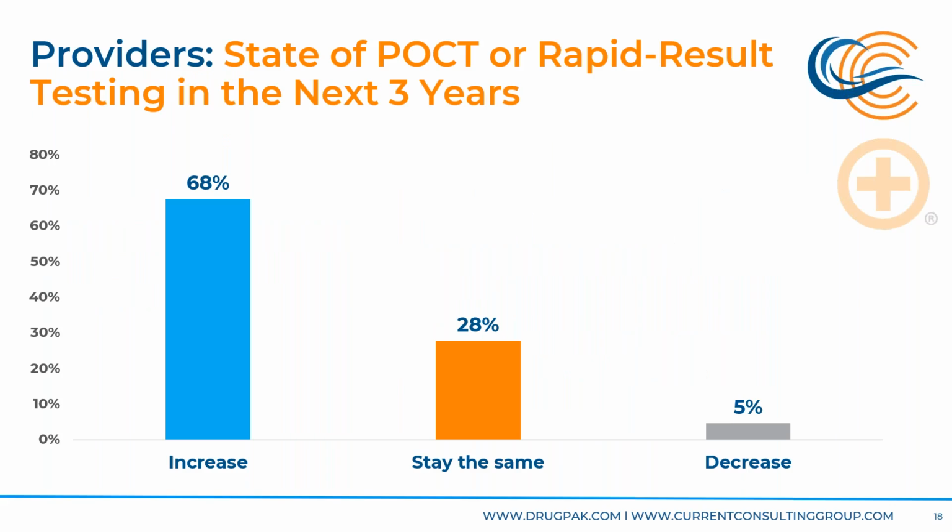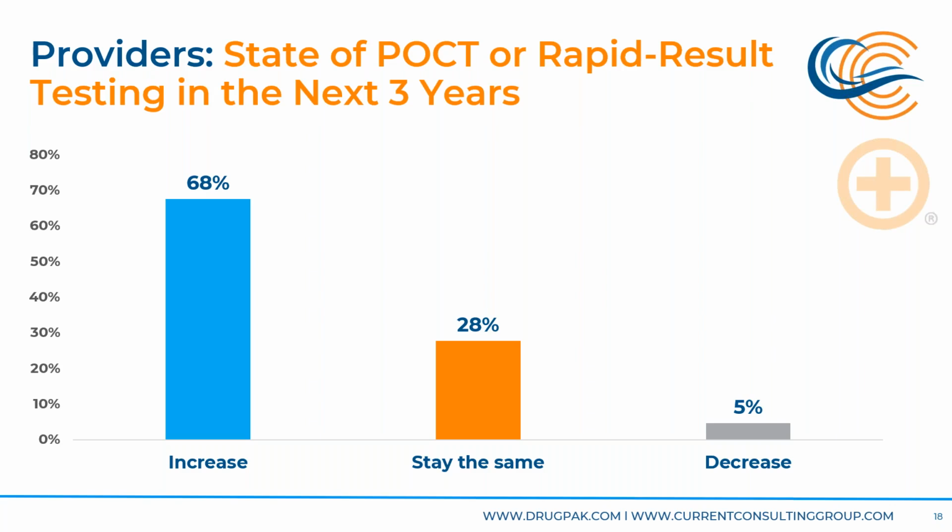Now, I want to say one last thing about rapid testing, because most of the information we have in the slide presentation is about lab-based testing. But in our survey of the drug testing industry, the one that just came out in April, which we presented at the NDASA conference, you can see 68% of respondents said they believe that POCT or rapid result drug testing, whether with urine or oral fluid, will increase in the next 3 years. 28% said it'll at least stay the same. Only 5% felt it would go down.